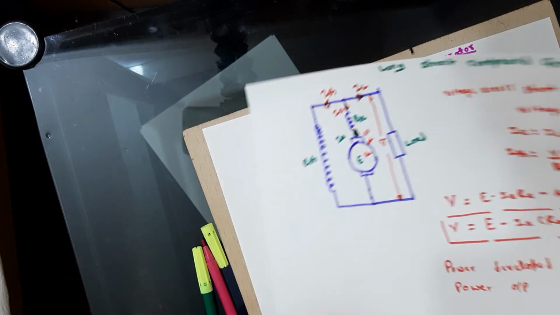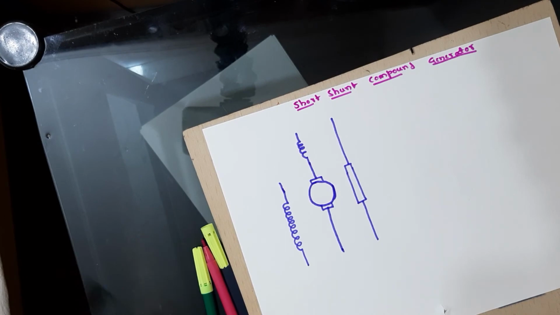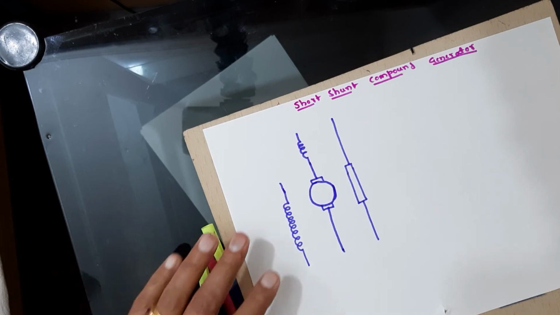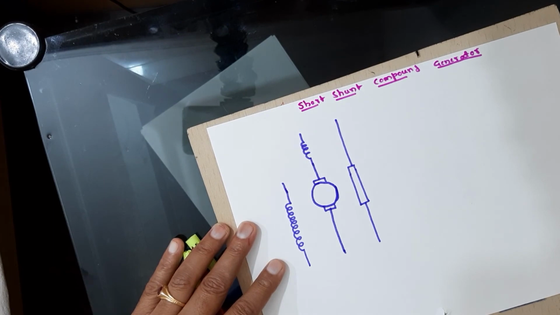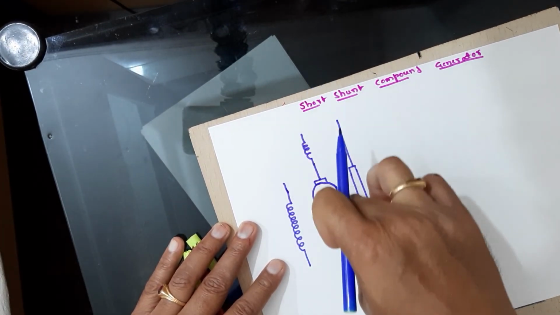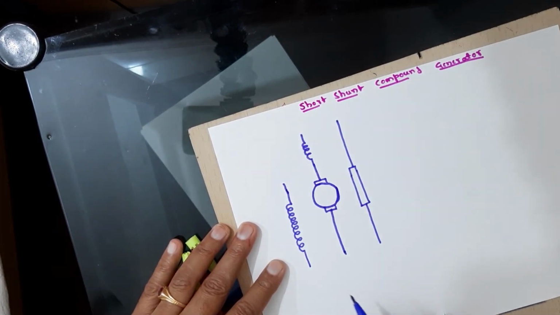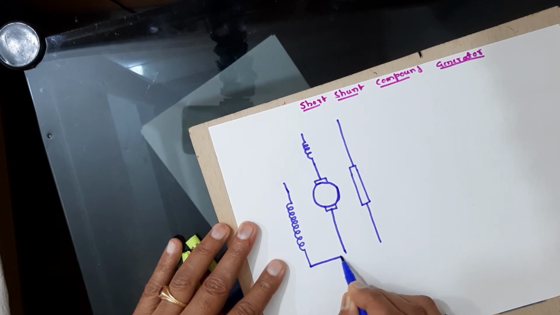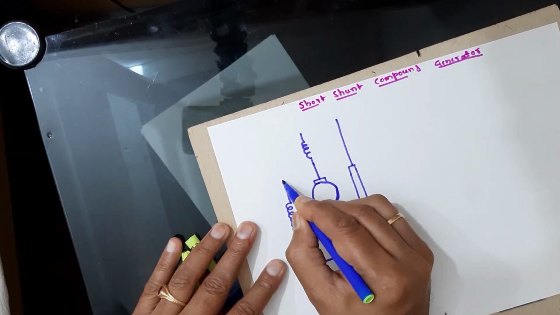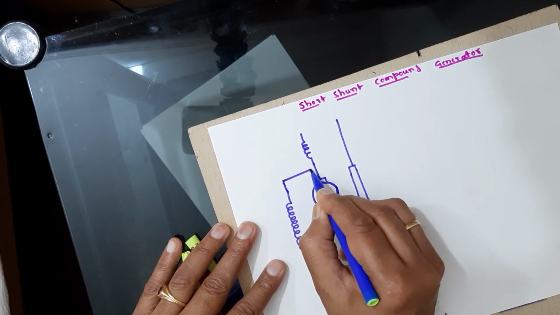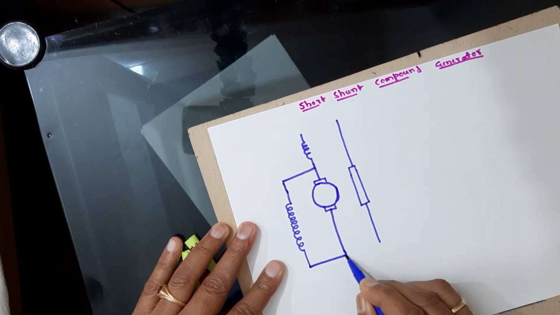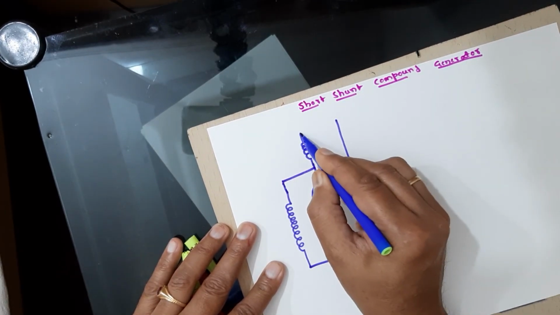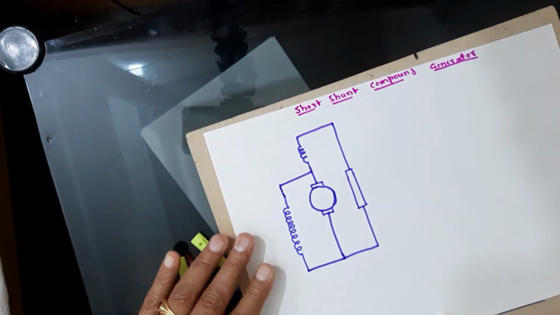The last one is the short shunt machine. In the short shunt machine, the shunt field is connected only across the armature. In the long shunt, it is connected across the combination of series field as well as the armature. Therefore, I will connect here. Yes, this is your short shunt. Then it is connected to the load.